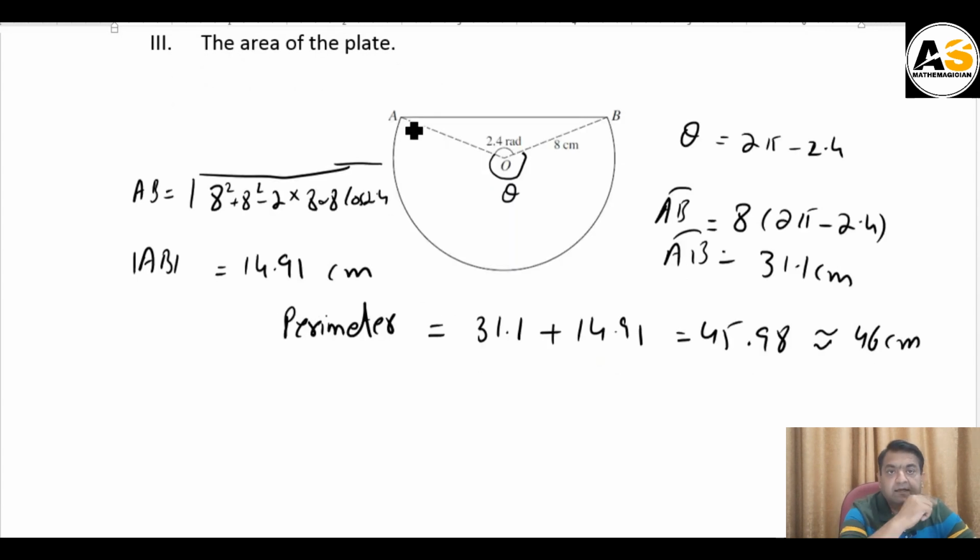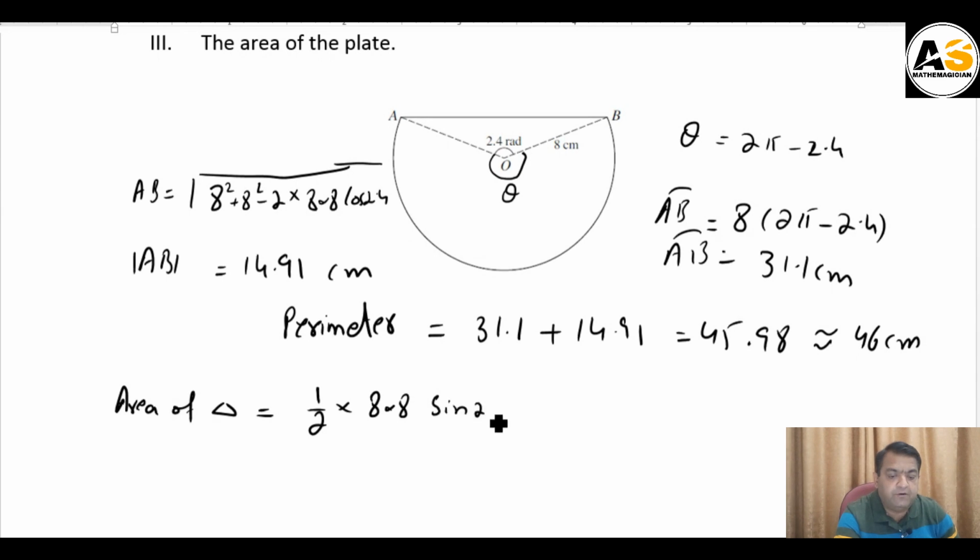Now we have to find the area of the same. Its area will be equal to the area of this sector plus the area of this triangle. What is the area of the triangle? Area of triangle is 1 by 2 into 8 into 8 into sine 2.4. With the help of a calculator, you will find this area of triangle is 21.61 centimeter square.